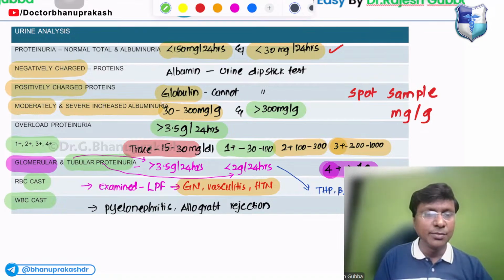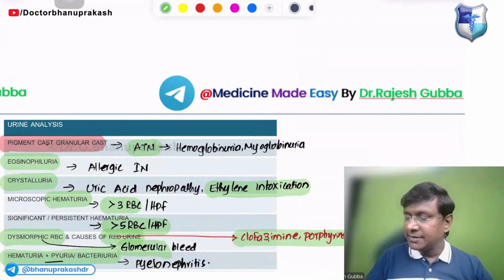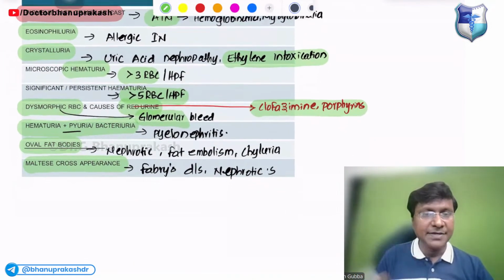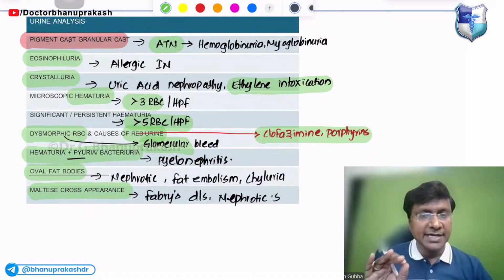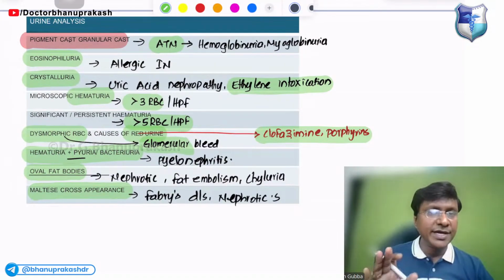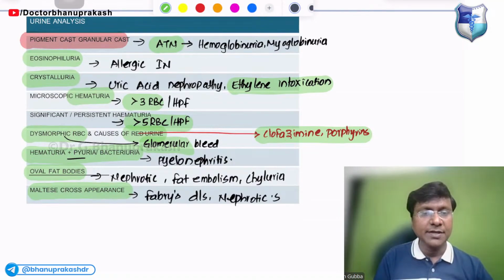RBC casts are present in glomerulonephritis. WBC cast is present in pyelonephritis. Then the pigment casts are present in case of acute tubular necrosis. Eosinophiluria is observed in allergic interstitial nephritis. Crystalluria is observed in uric acid nephropathy.